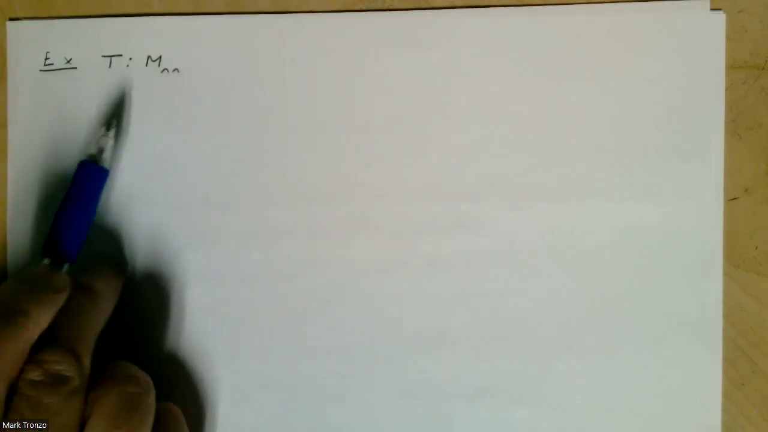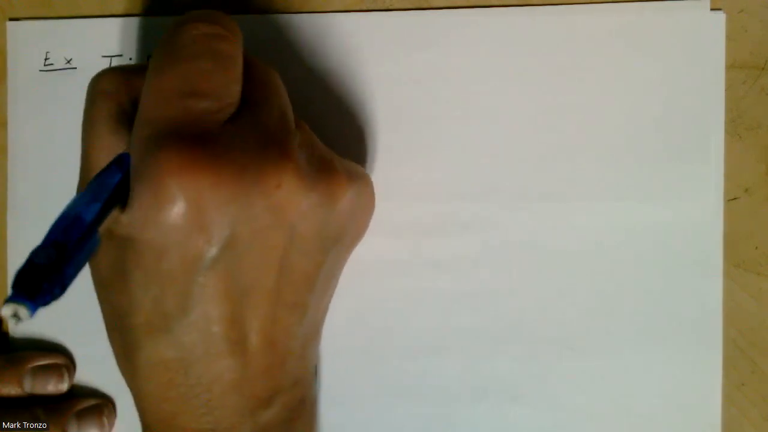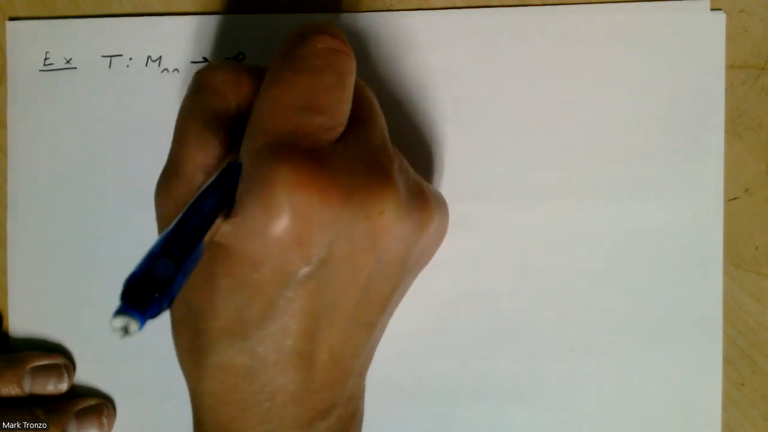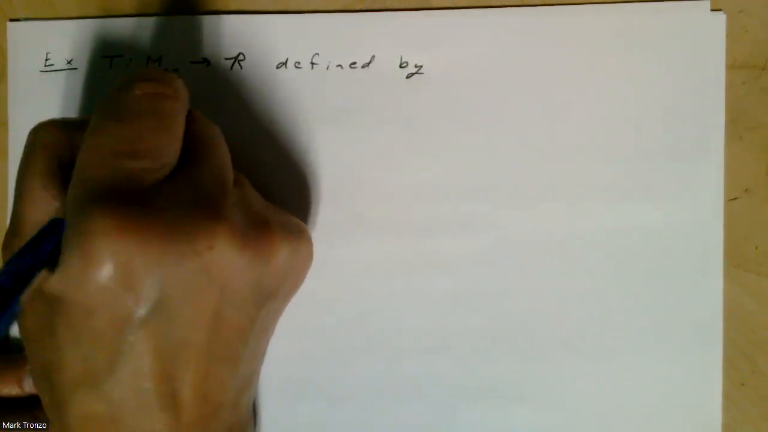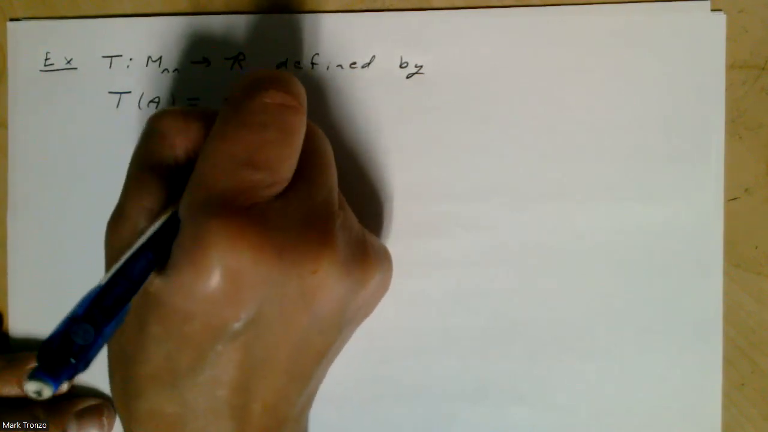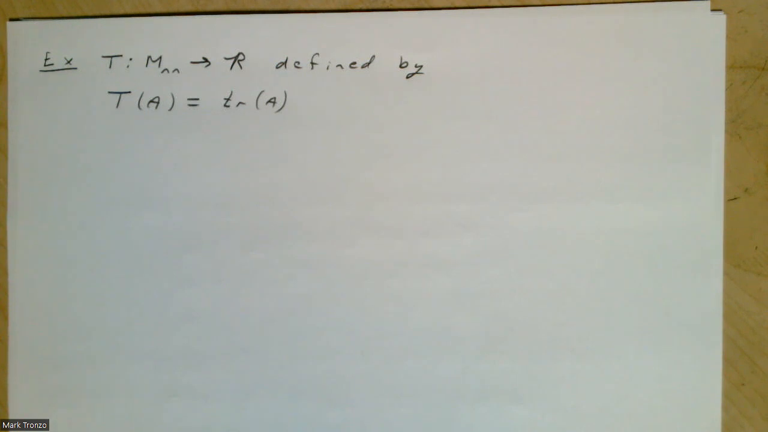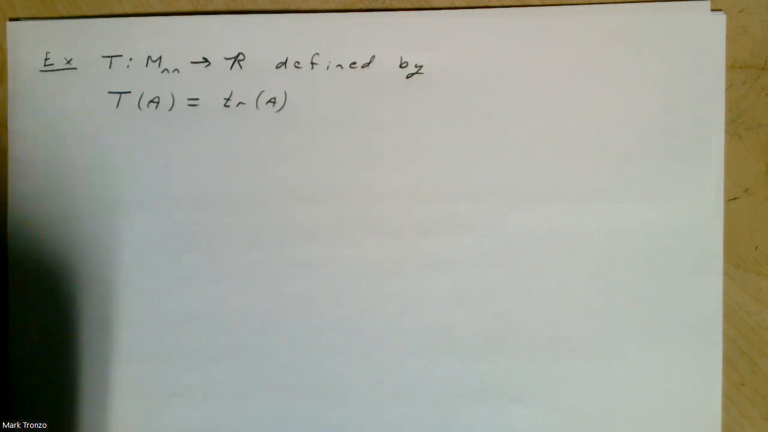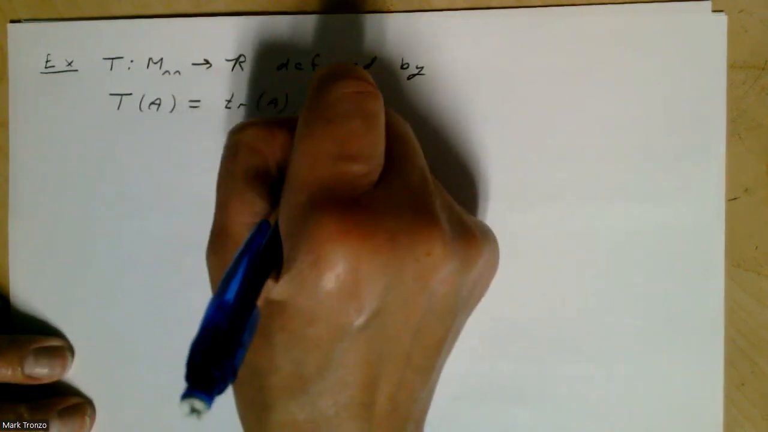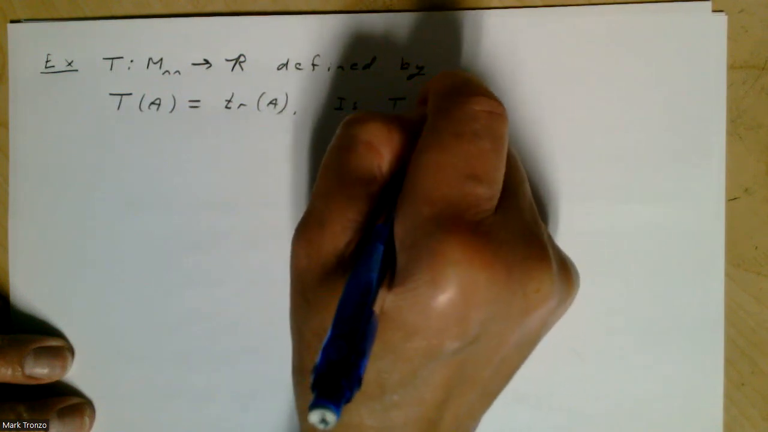So finally, let's do one more. That T, again, this means n by n matrices to the real numbers, defined by TA equals the trace of A. Is T a linear transformation?